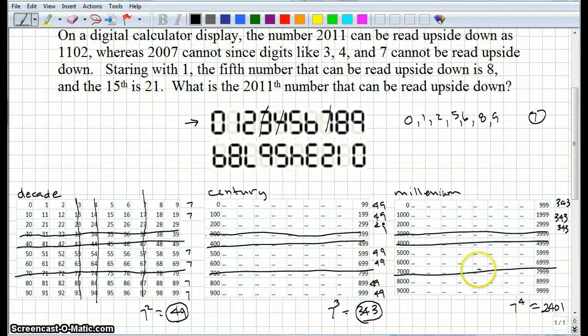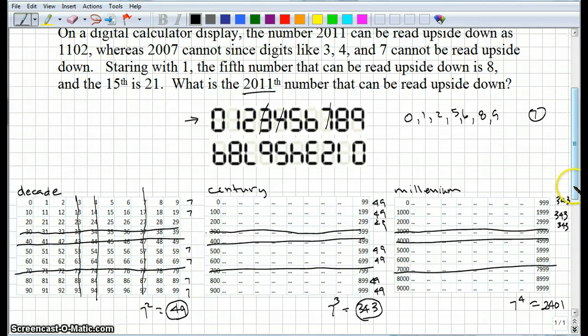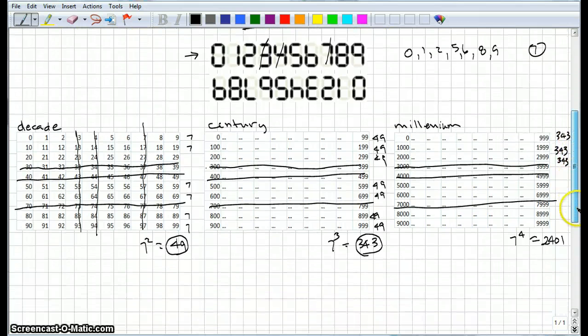But we've gone past the number that we're looking for. We're looking for the 2011th number. So we've gone too far. So the question is, where do we end up? If we have 2011 numbers, where does that put us as far as the millennium?